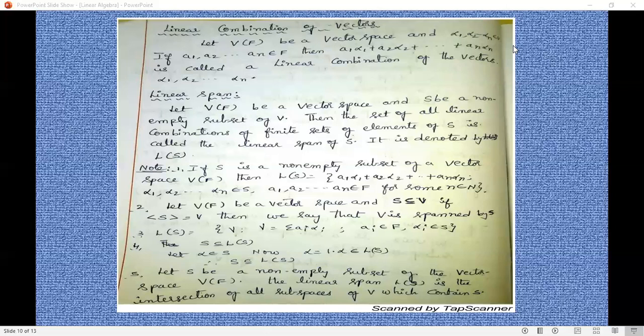The last one is: let S be a non-empty subset of vector space V of F. Listen carefully. Let S be a non-empty subset of vector space V of F. The linear span L of S is the intersection of all subspaces of V which contain S. Okay. Next we are coming to the next theorems.